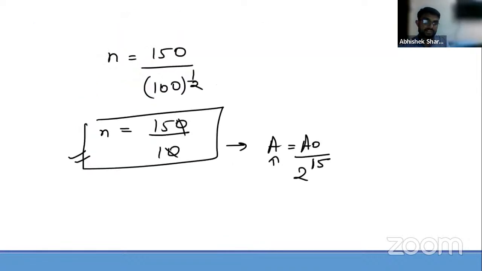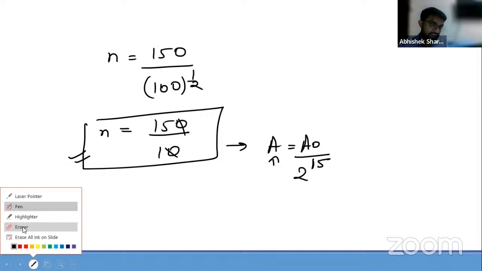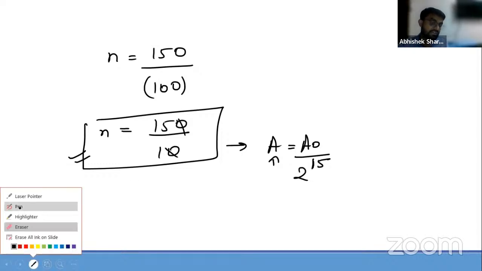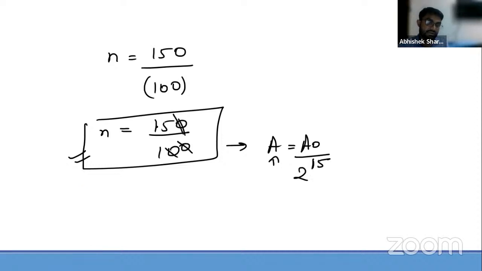No, hold on. I made a mistake. इसमें fraction ही लगेगा. By mistake I put here the fraction value. It's just t half. T half is actually 100. Okay, 100. So this is 1.5. We know this thing, 1.5.